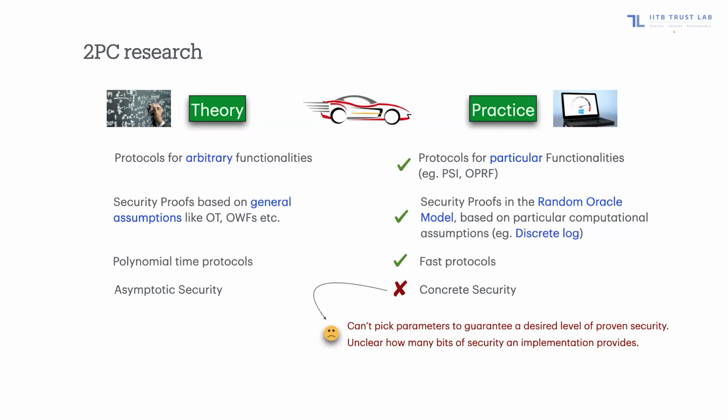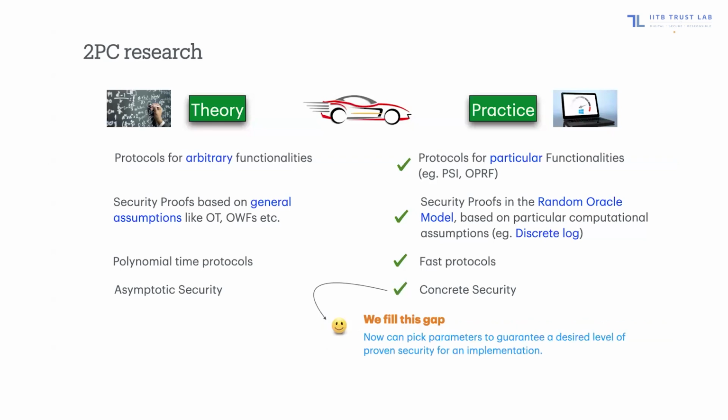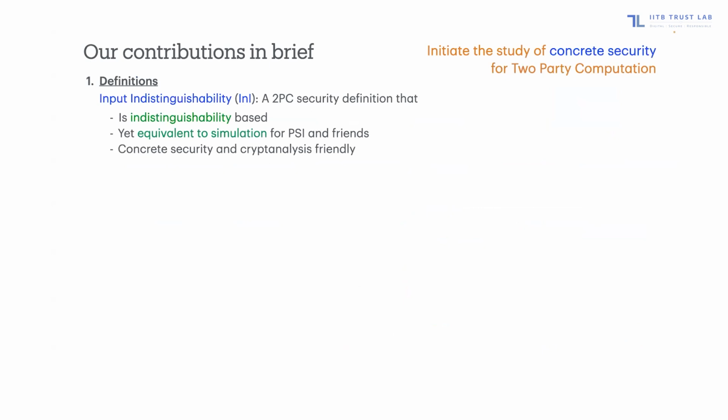With asymptotic security, you can have two protocols, where one protocol would provide you 128 bits of security while the other would provide you 64 bits of security, while still having the same asymptotic security. And without concrete security, these kinds of results are invisible. So this is the gap that we filled in this work, and we provide a new definition that allows an implementer to pick parameters such that they can get the desired level of proven security.